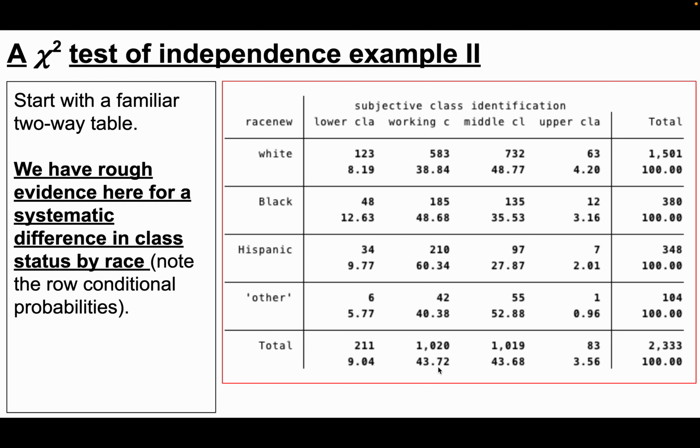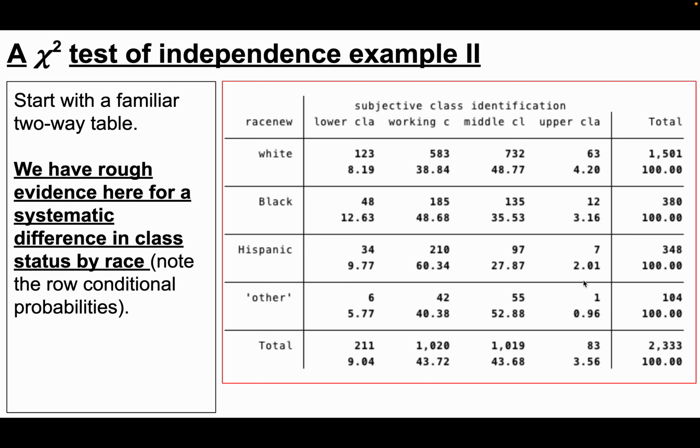Working class, wow, this is really quite different. Whites had about a 39% chance of self-identifying that way. Hispanic respondents had about a 60% chance of self-identifying that way. And then we can take a look: whites had about a 49% chance of identifying as middle class, Black respondents only about 36%, Hispanic respondents only about 28%, but other respondents, although this is a small subsample, about 53%. And you can see the same for upper class.